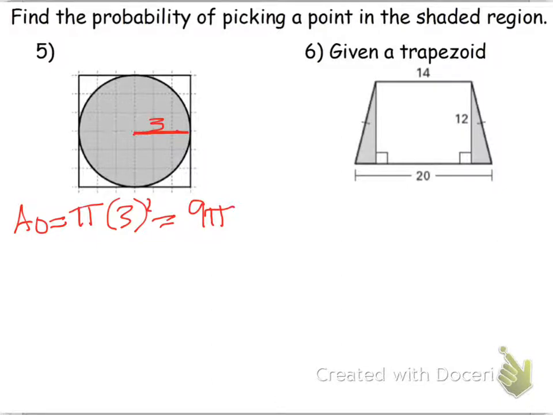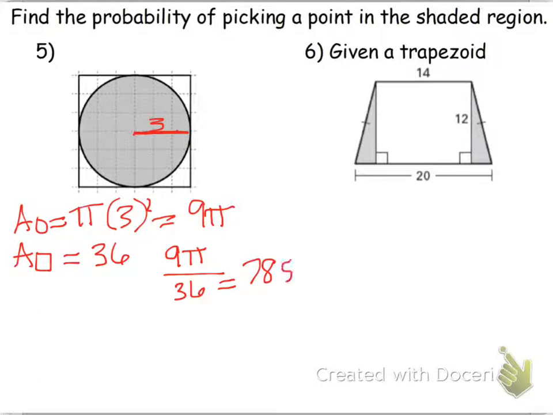Then I need to get the area of the square, which would be, if I count 1, 2, 3, 4, 5, 6 by 6. So that'd be 6 times 6 is 36. So I'm going to take the part that I want, which is the 9 pi, and I'm going to divide it by the whole thing, which is 36. And if you do 9 pi divided by 36, you get 78.5%.